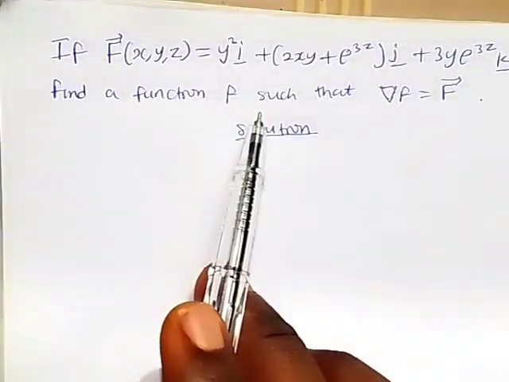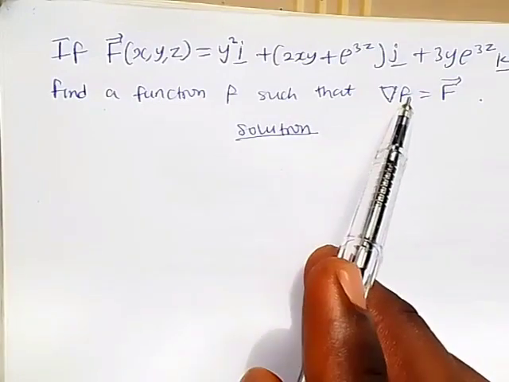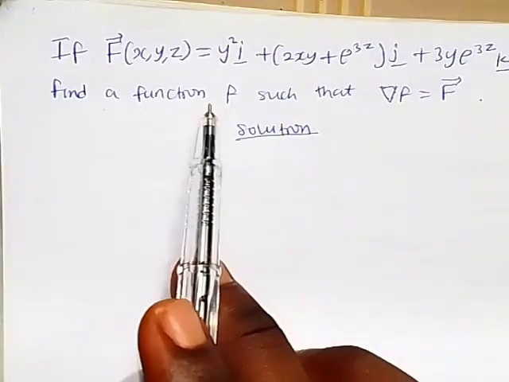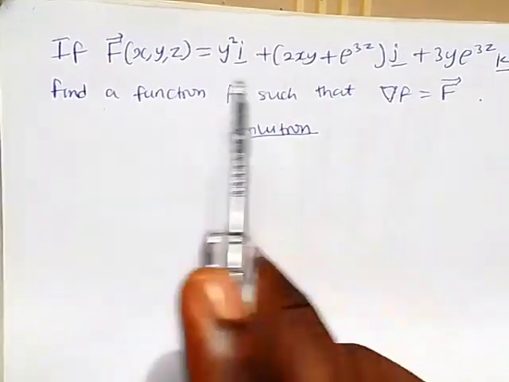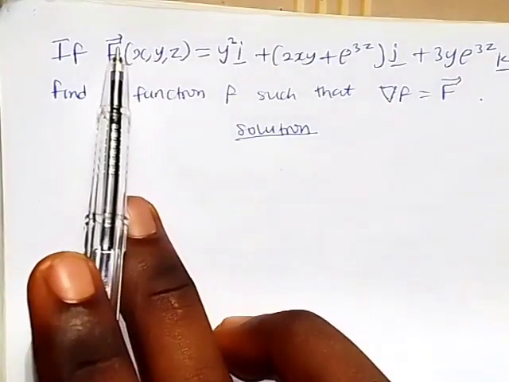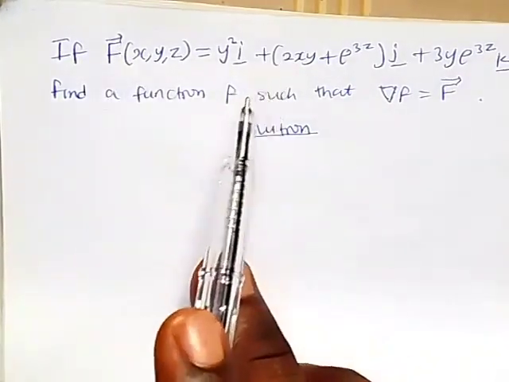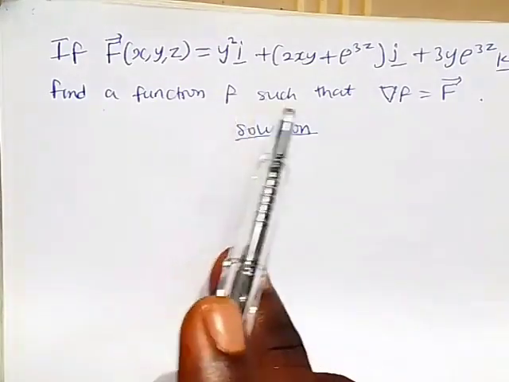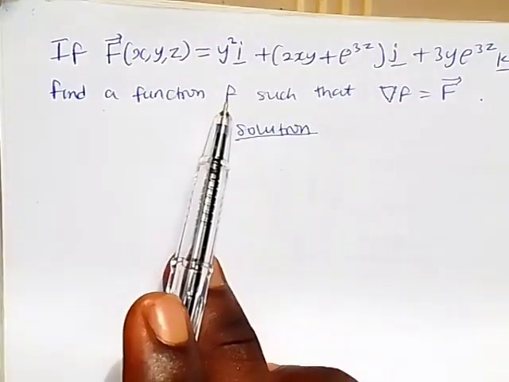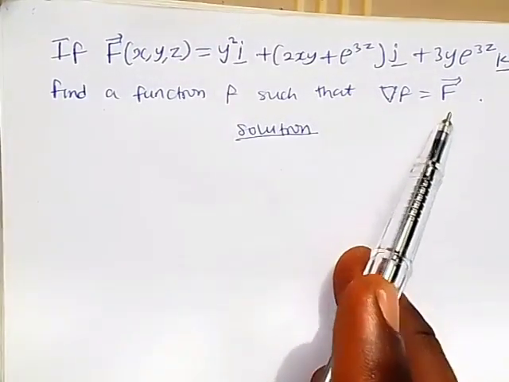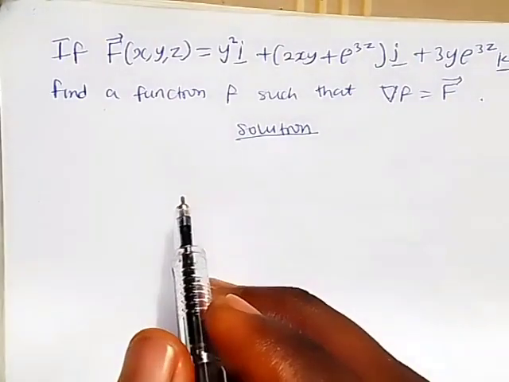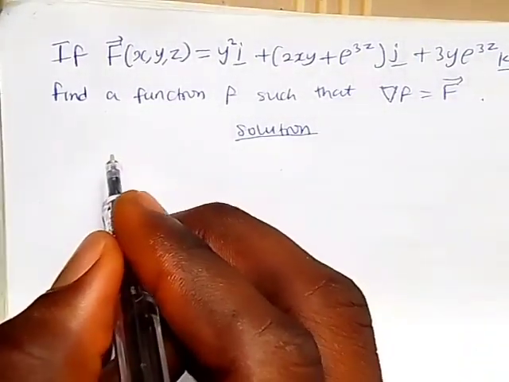How do we find a function f such that when we take the gradient of this function f, we are going to obtain back our main function, which is our vector field? This small f is simply the potential function. So when we take the gradient of the potential function, we are going to obtain the vector field F. So this is it.